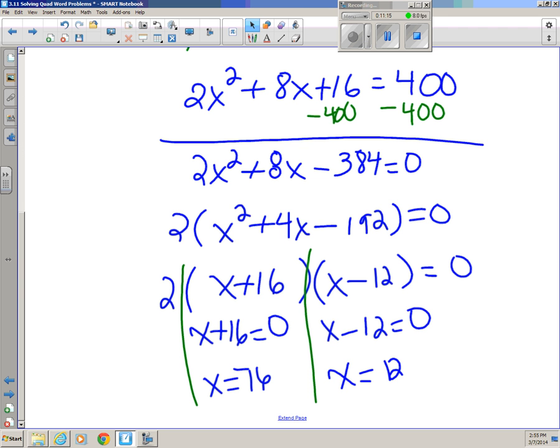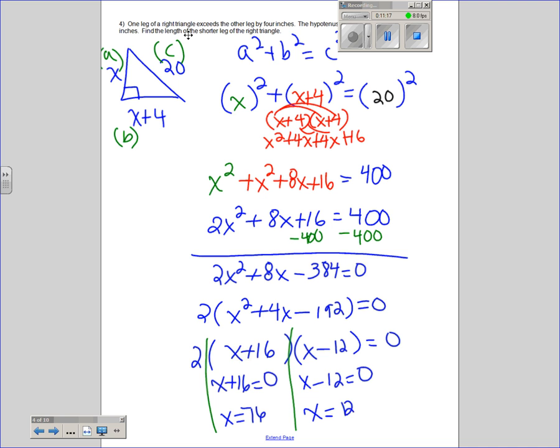So there are two answers. There's supposed to be two answers. There's a quadratic. But we're looking for the length of a side of a right triangle. Well, can a length ever be negative? And the answer is no. It doesn't make any sense. So negative 16 is out. If I go back and I plug in some values here, if x is 12, this would be my short leg. If b is 12 plus 4, this becomes 16. But remember, it really is only asking me for the shorter leg. So the shorter leg then would be 12 inches.